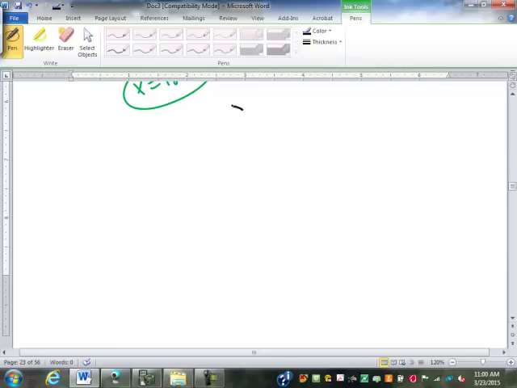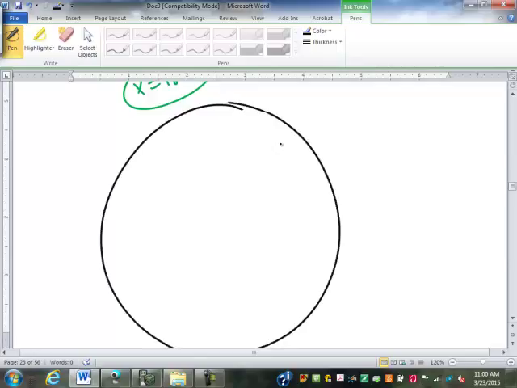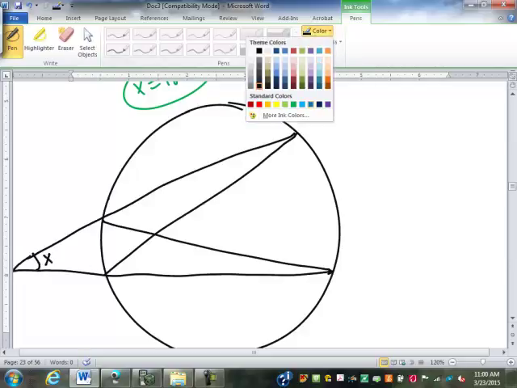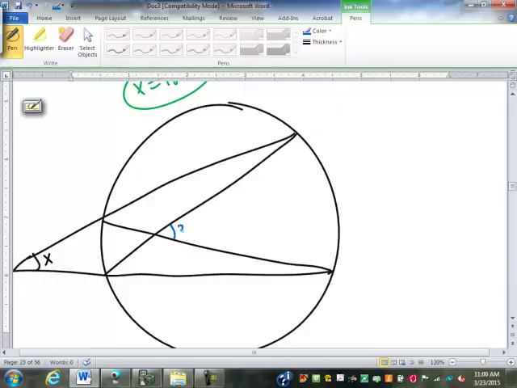Let's test your problem-solving skills. I want you to find this angle out here. If I tell you that this angle here is 32 degrees, and this arc out here is 68 degrees. Oops, can't be 68, sorry. 58 degrees, I should say. Find this angle here, X.